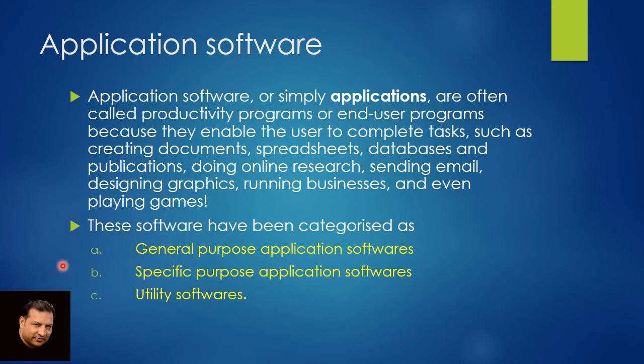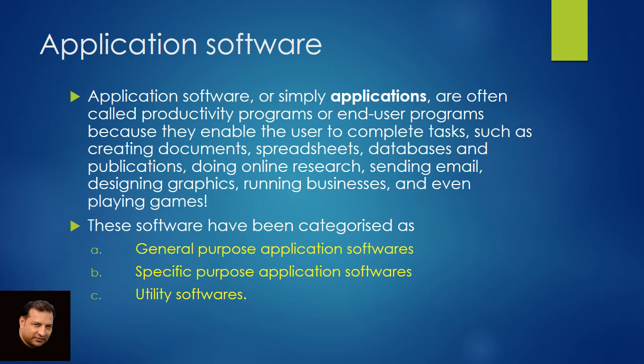Now, new topic: application softwares. Application software, or simply applications or apps, are often called productivity programs or end user programs because they enable the user to complete tasks such as creating documents like in MS Word, spreadsheets like MS Excel, databases like MySQL, and publications, doing online research, sending emails, designing graphics, running businesses, and even playing games. So all these come in category of application software.